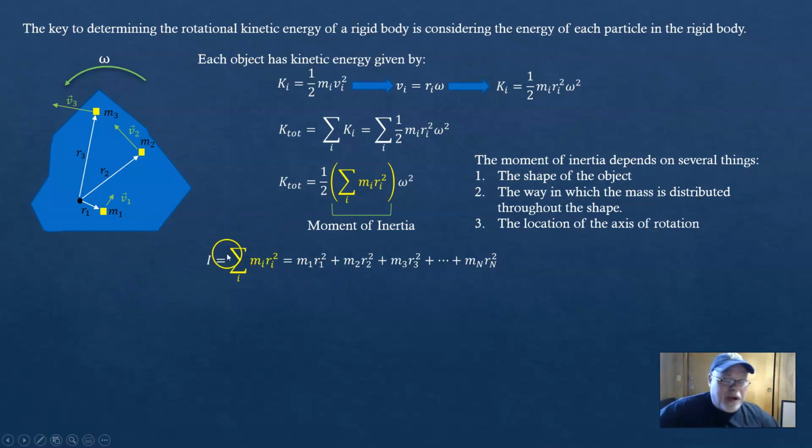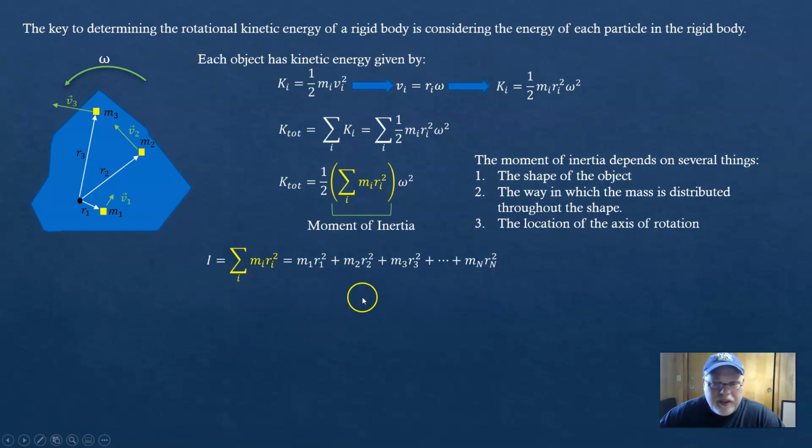I know you're going, well, how will we use this? Well, we'll get to that in just a second. But I do want you to understand the moment of inertia varies for an object based on where that axis of rotation is located. Okay, and that's an important thing to keep in mind.